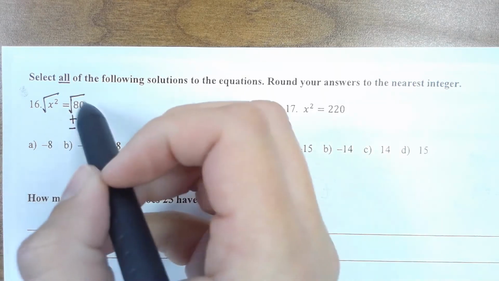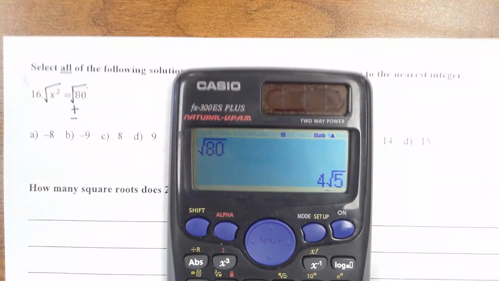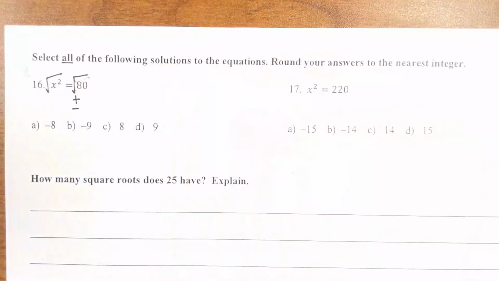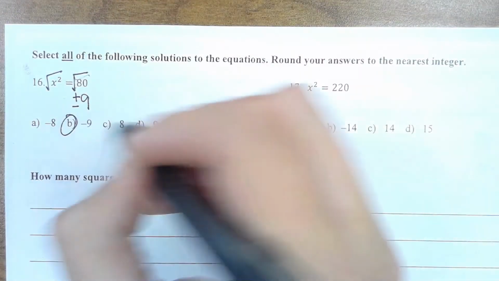So if we were to take the square root of 80, we get about 8.9. So if we round that to the nearest integer, that would give us plus minus 9. So that means that our answers here would be B and D.